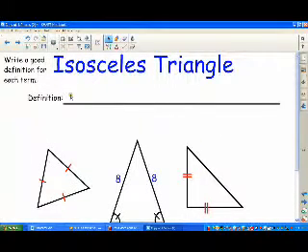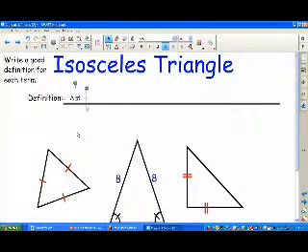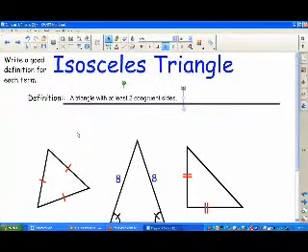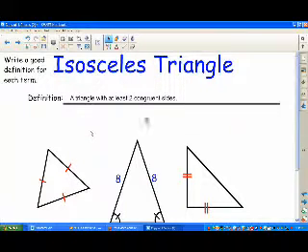Finally, an isosceles triangle. Write your definition of this one, then unpause the video. Okay, so an isosceles triangle, it's a triangle. Now, you might not have this in your definition. If you don't, make sure you add it. It's a triangle with at least, that's a big key phrase there, at least two congruent sides. So an equilateral triangle is actually an isosceles triangle. But an isosceles triangle is not necessarily equilateral. Okay, so it has to have at least two.